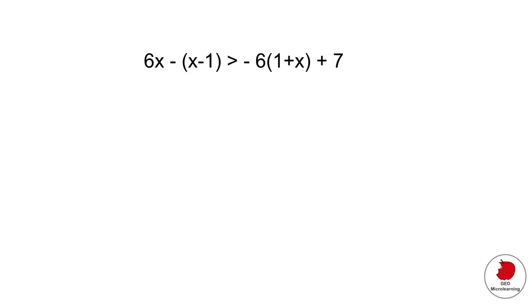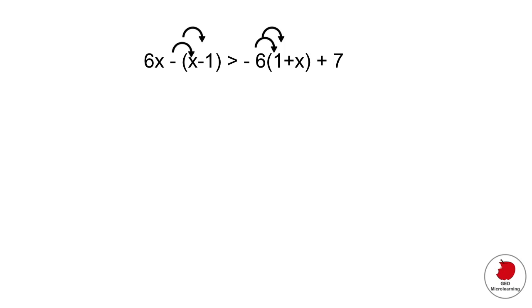So that's the expression. The first thing that you want to do is use the distributive property to simplify this. This is the first step of simplifying, okay? So you're going to take on the left side that negative sign, and you're going to multiply it by everything inside the parentheses, like this. And you're going to do the same thing on the right side. So you're going to multiply that negative 6 by everything in the parentheses, like that.